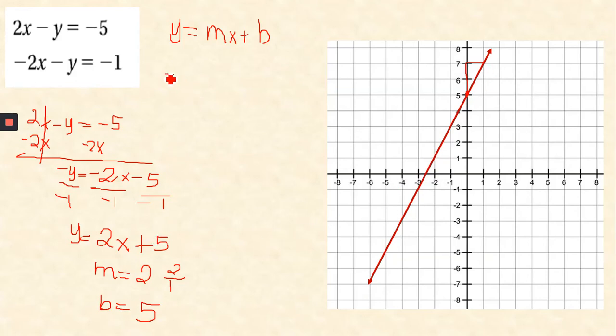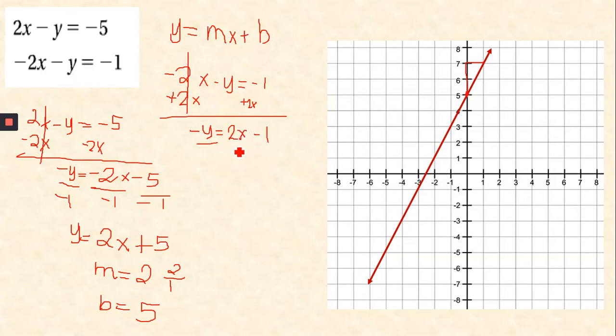How about the second one? Negative 2x minus y equals negative 1. So we're going to rewrite this in slope-intercept form. So we need to get the opposite of negative 2x. That is positive 2x, positive 2x. Negative 2x plus 2x, that will be 0. So you now have negative y equals 2x minus 1.